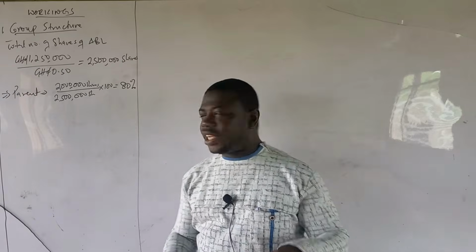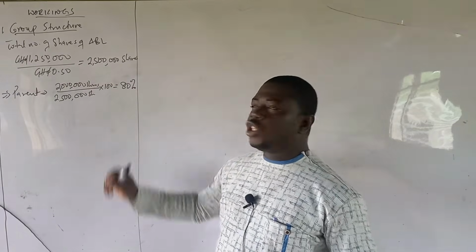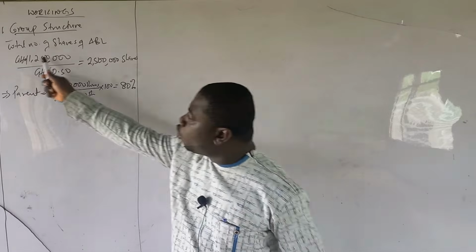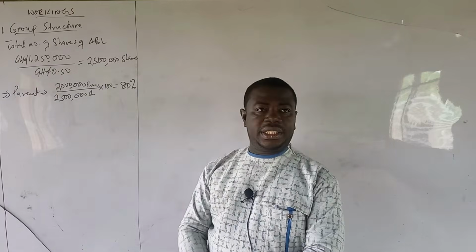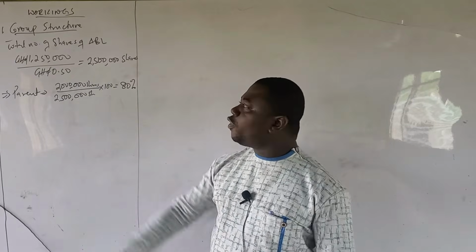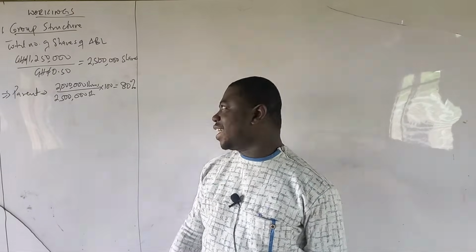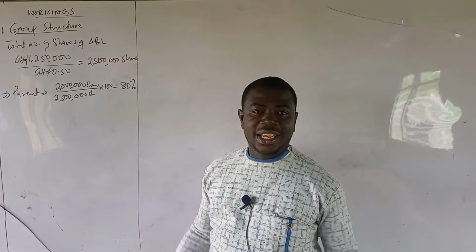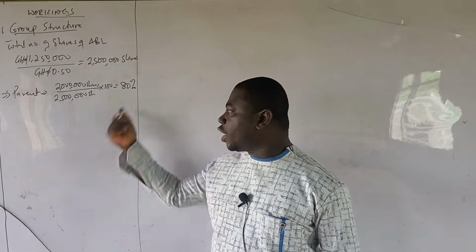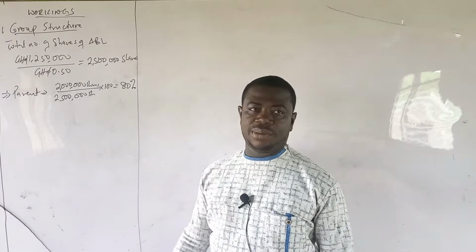So you see the trick: it wasn't given to you straightforward. You have to go through this process to find the total number of shares. If you are not able to establish the total number of shares, you'll be stuck from the very start, because you can't even find the group structure. And if you cannot find the group structure, there is nothing more you can do.